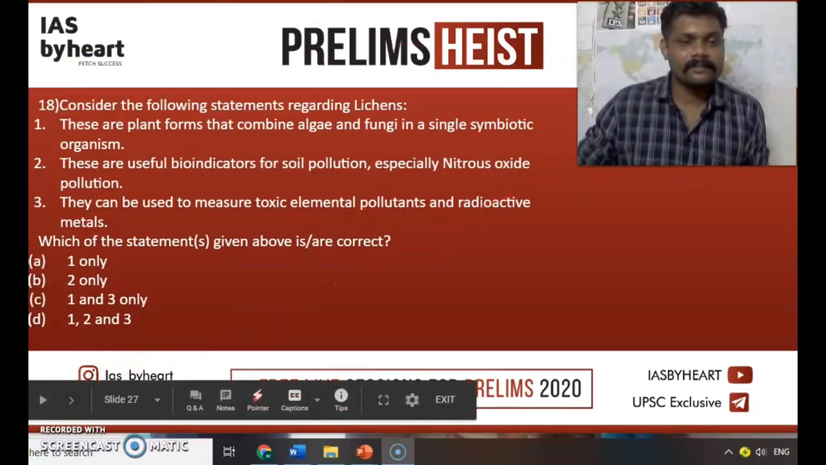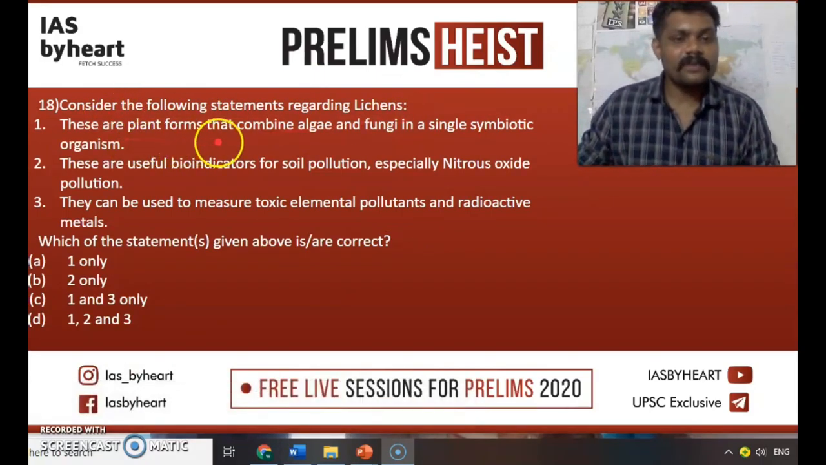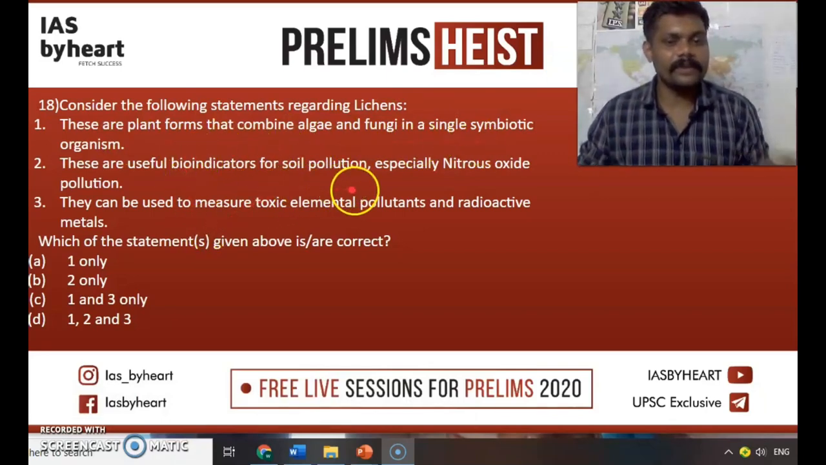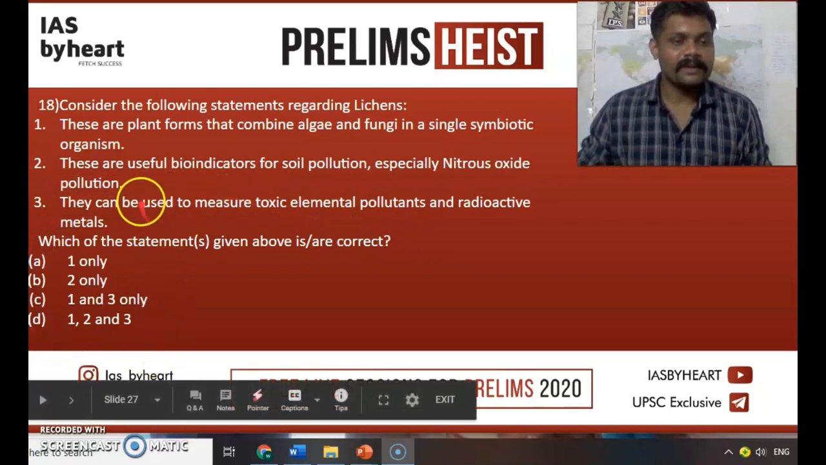Next question, consider the following statements regarding lichens. These are plant forms that combine algae and fungi in single symbiotic organisms. These are useful bioindicators for soil pollution, especially nitrous oxide pollution. They can be used to measure toxic element pollutants and radioactive metals. So here we have to select the correct one.